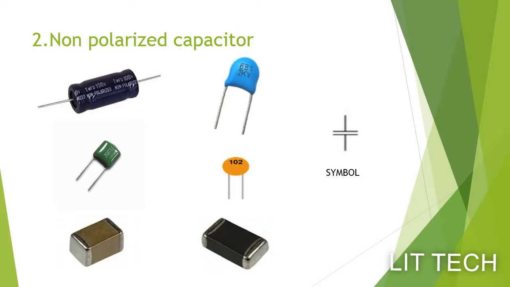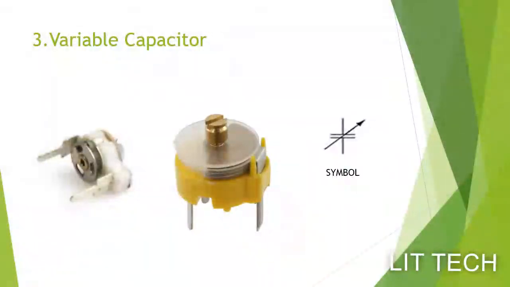Let's see the non-polarized capacitor with real-time image and symbols. This type of capacitor is bidirectional. Can be used either way. Let's see the variable capacitor with real-time image and symbols. Variable capacitors are those whose value alters when you vary it, either electrically or mechanically. Mainly 2 types: tuning capacitors and trimmer capacitors.